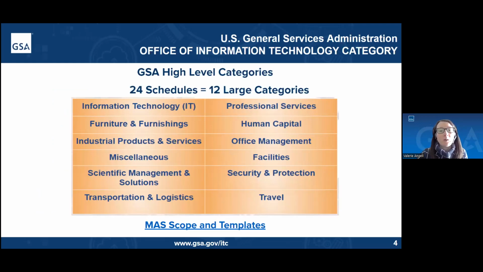All right, so here we have the list of the 12 large categories that are offered on GSA. You'll note that with the mass consolidation, which happened just a few years ago, the previous 24 separate schedules have been distilled down, and they are now combined into 12 large categories, which are listed here on the screen. I'm not going to read them all out, but you can read them to yourself. There's also a link at the bottom of the page that will take you to GSA's MAS scope and templates page, and it will give you an idea of all the available offerings on the schedule. There's more details on that website if you want to check it out on your own.